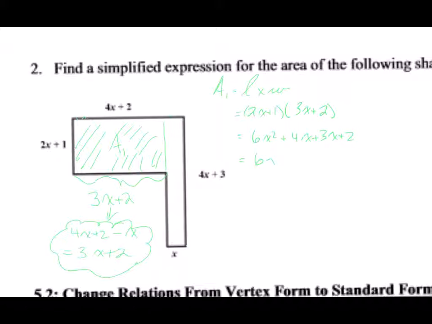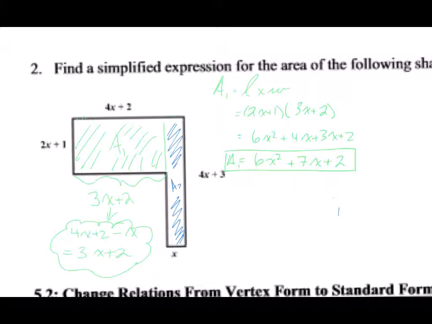Collect your like terms. 6x squared doesn't change, but the middle terms add together to get 7x, plus 2. And now we're left with A1 equaling 6x squared plus 7x plus 2, and we're just going to highlight that. Now we're going to identify the second area that we need to add in order to get our final area. I'm going to call that A2, and that's going to be in blue.